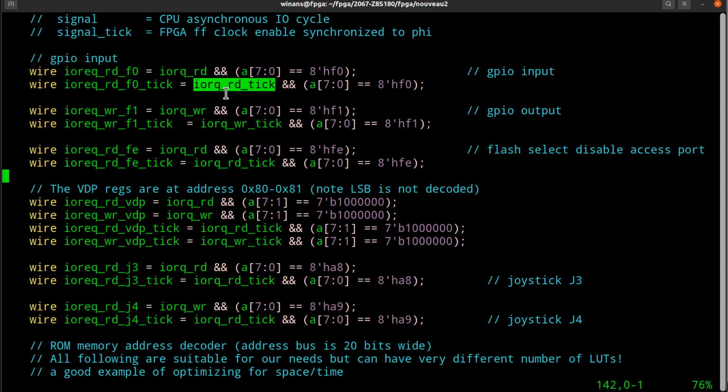That reduced little window is only true for one phi cycle. And I'm accessing a port with a specific address, okay? So they're all paired together like this. If I want to write to port number F1, I have this thing that represents the full tenure of the bus cycle, during which time the write signal is true, and so on.